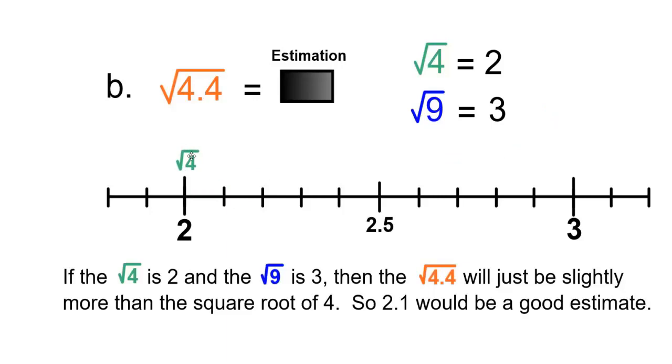If the square root of 4 is 2, and the square root of 9 is 3, then the square root of 4.4 will just be slightly more than the square root of 4. So 2.1 would be a good estimate. So a good estimation for the square root of 4.4 would be 2.1.